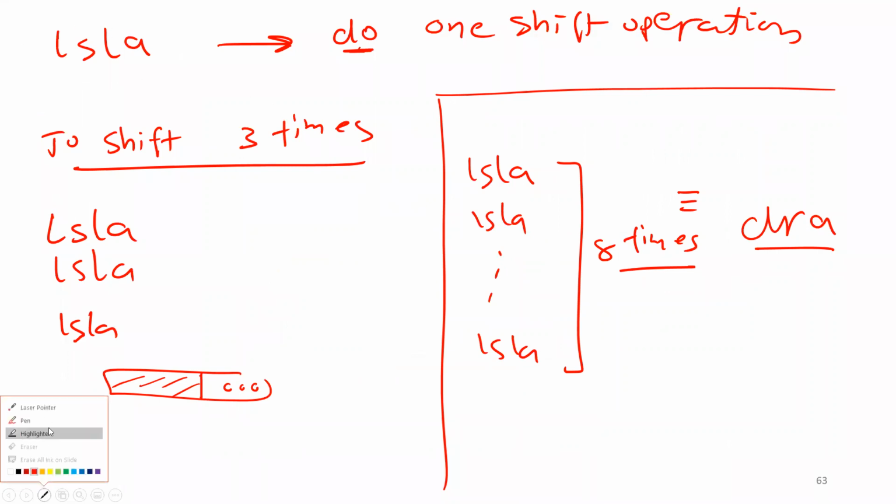Every instruction I showed before shifts only one time. It should do only one shift operation. What if you want to shift three times? You have to write the instruction three times, or you have to loop. So you have to execute this instruction multiple times to shift multiple times, because every instruction can only shift one time.